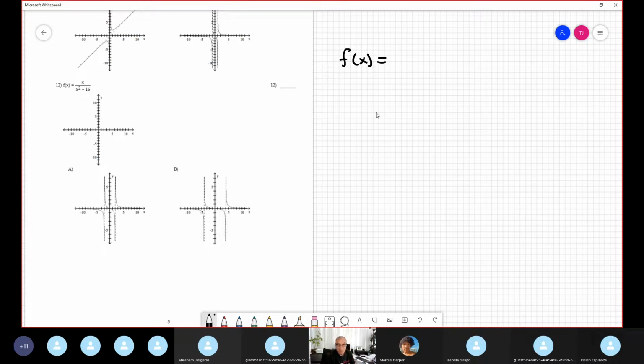Okay, so this is x over x squared minus 16. What is the first step to analyze the graph of the rational function? Step number 1. What is that? Help me.